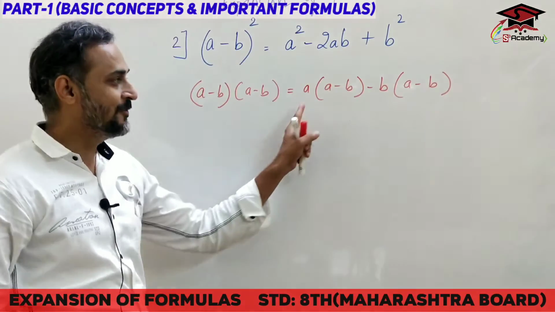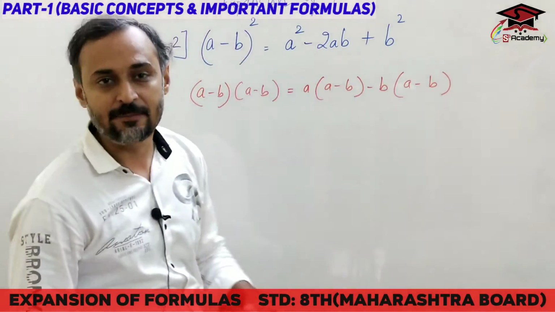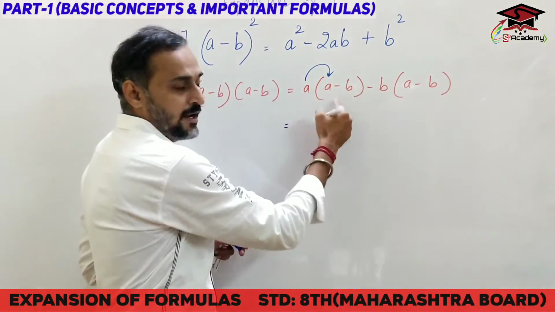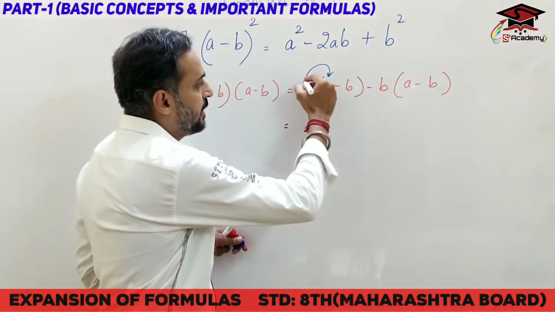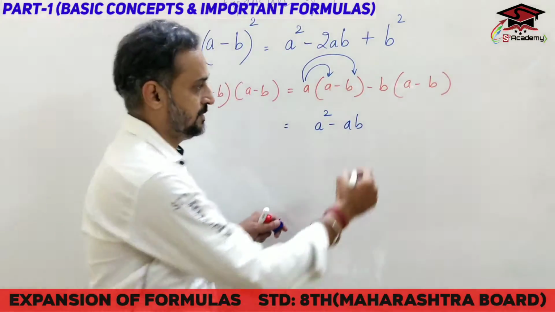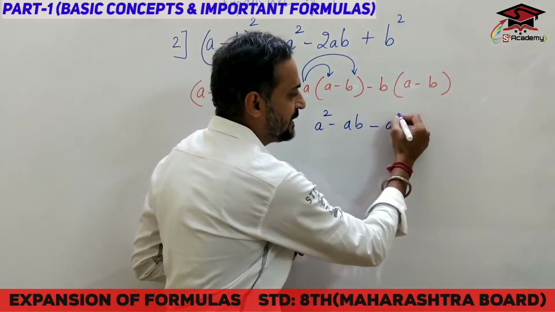Now what will we do, we'll multiply a with the bracket, we'll multiply minus b with the same bracket. So that means again a into a is considered to be a square. A has to be multiplied with the b, I'll get minus ab. Then this minus over here, b into a, let me consider it as ab.